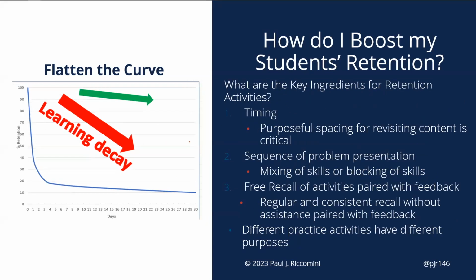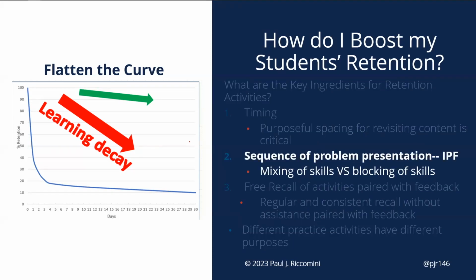So what the body of research has really shown us with the retention work is there are three key things that are critical for an activity to help with retention. The first one is timing, then sequence, and then free recall paired with feedback. We're going to zero in on the sequence. I did another module on the timing piece. We're going to zero in on the sequence, but you're going to see we're going to leverage some of that timing even with this technique. So there can be some overlap.